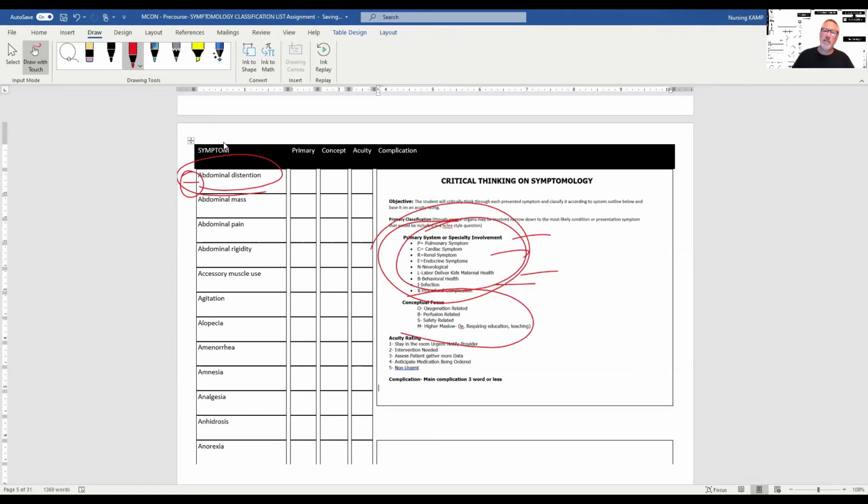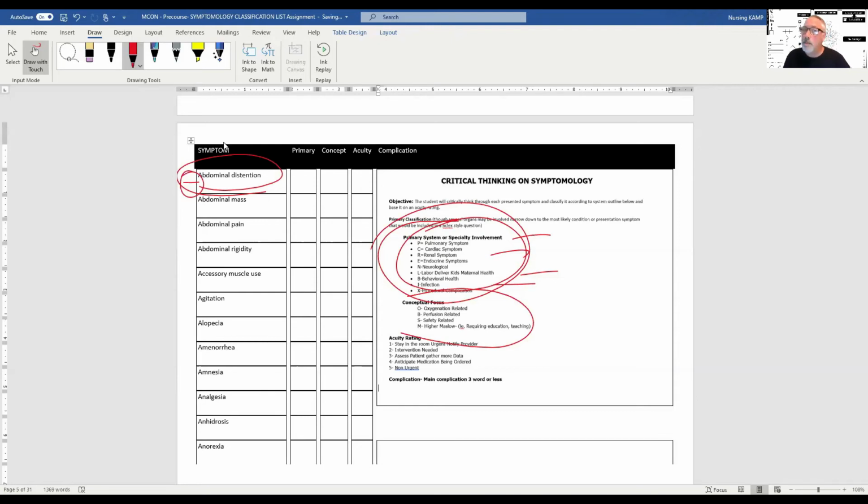Okay, higher Maslow, requiring education. Well, if it's a liver disease, I'm going to teach them to turn, cough, and take deep breaths. That would make sense. Okay, so now acuity rating. Do I stay in the room and notify the doctor because I have abdominal distension? Well, depends on the context.